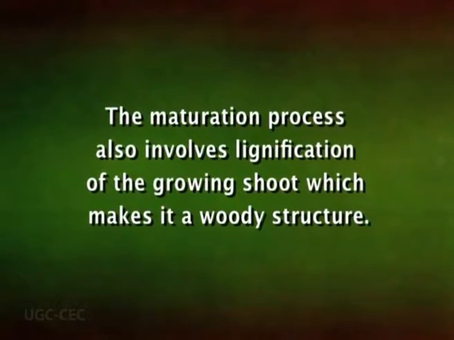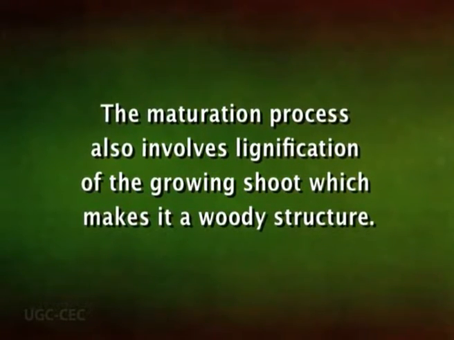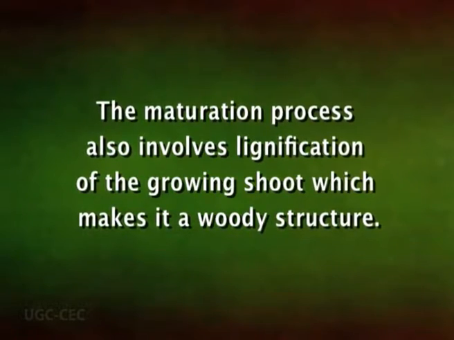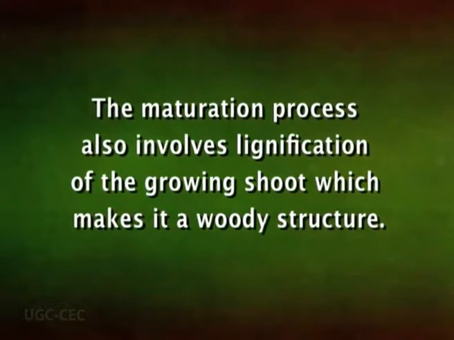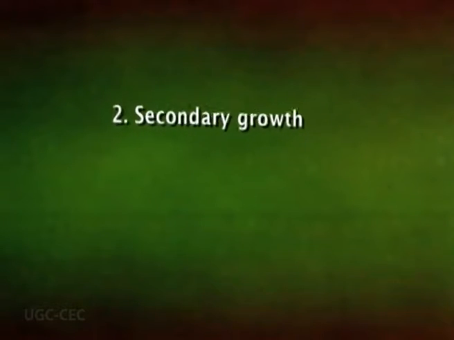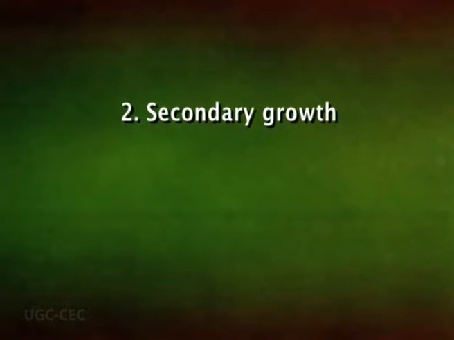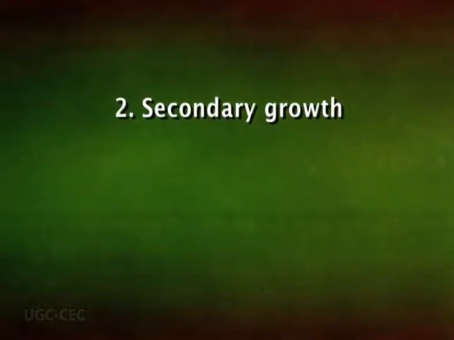The elongating shoot shows a pattern of maturation which starts from the lower to the apical portion. The maturation process also involves lignification of the growing shoot, which makes it a woody structure. Second is the secondary growth, or the growth in diameter. The activity of apical meristem in trees results in their tallness.